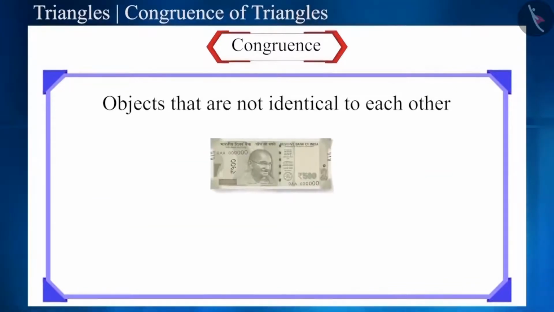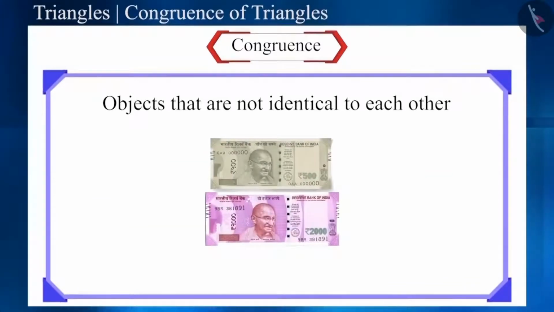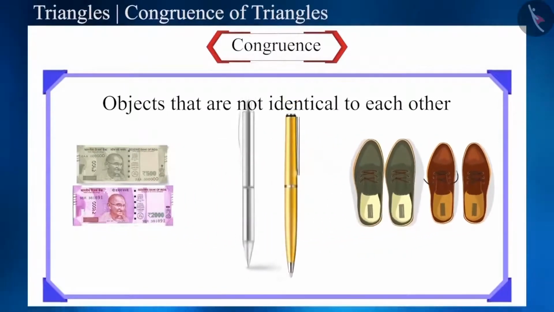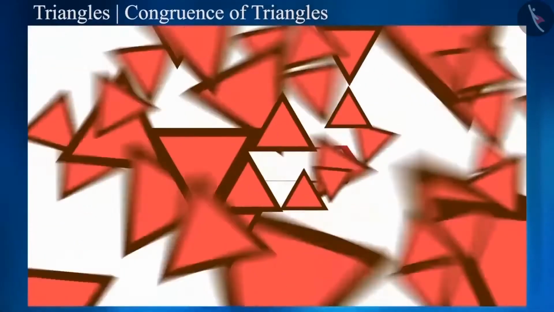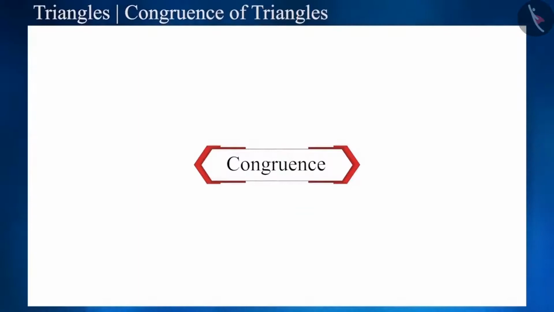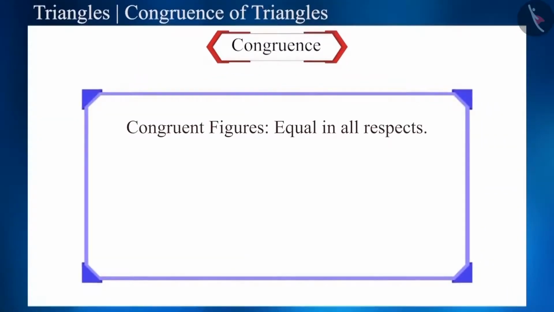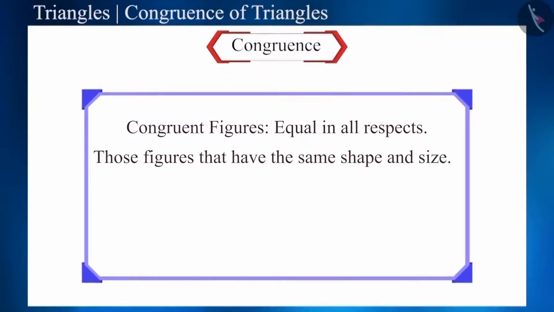A 500 rupee note and a 2000 rupee note are not identical to each other. Shoes of different sizes and pens of two different companies, etc. Now we will study the concept of congruence in geometry. Congruence means equal in all respects, that is, those figures that have the same shape and size. To show any two figures as congruent, this symbol is used.